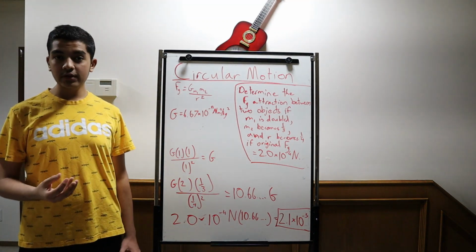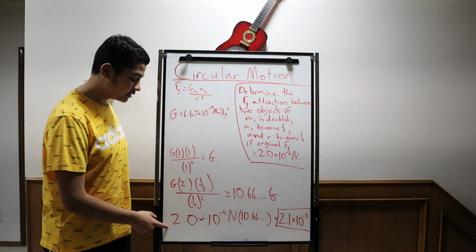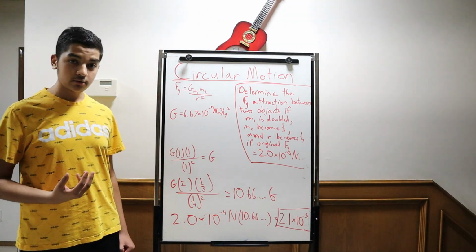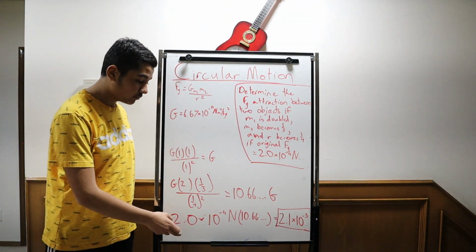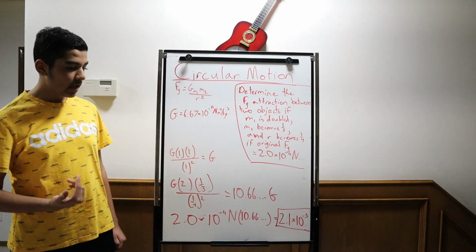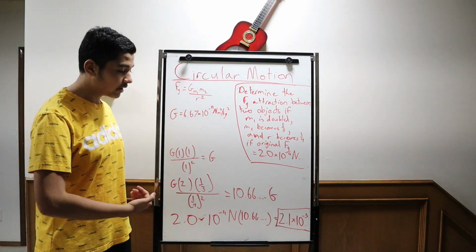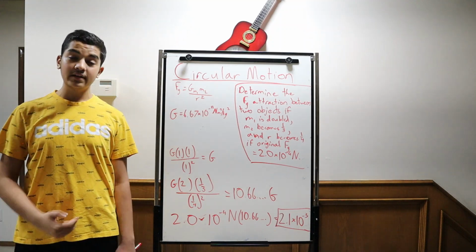Now if we have that same ratio, we can apply it to the original force of gravity that we got, and we can multiply it by 10.666, and we get that the force of gravity would be 2.1 times 10 to the power of negative 3 newtons.